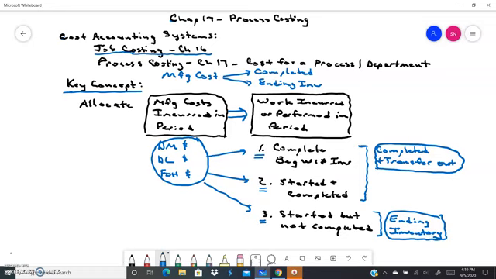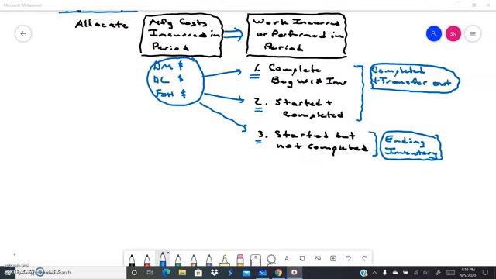Now, how are we going to measure work? How are we going to determine the work that's been done? We're going to measure that in what's called equivalent units.